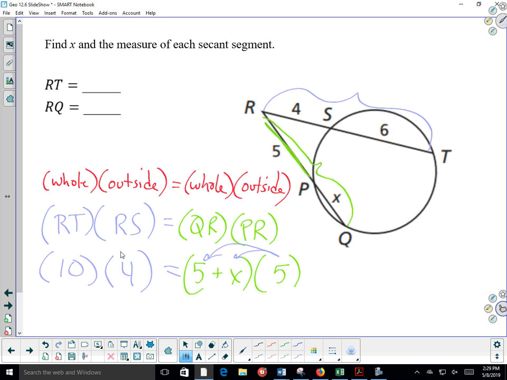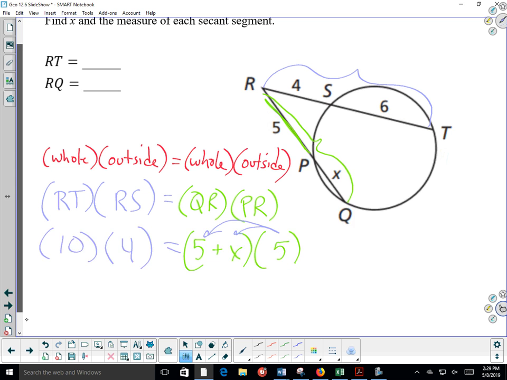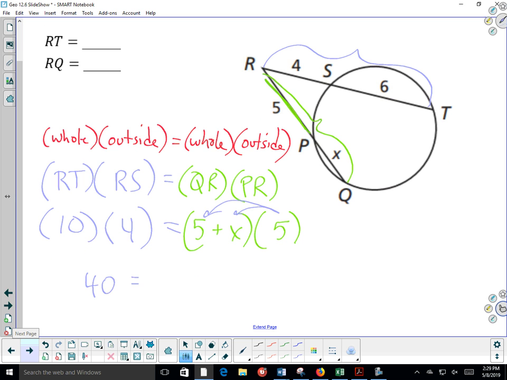Can you help me out with solving this, Mitch? 40 equals 25 plus 5x. And we're going to solve this, how, Mitch? Subtract 25 from both sides. And 40 minus 25 is 15. And then divide by 5, and we get x equals 3. Are we okay with this?